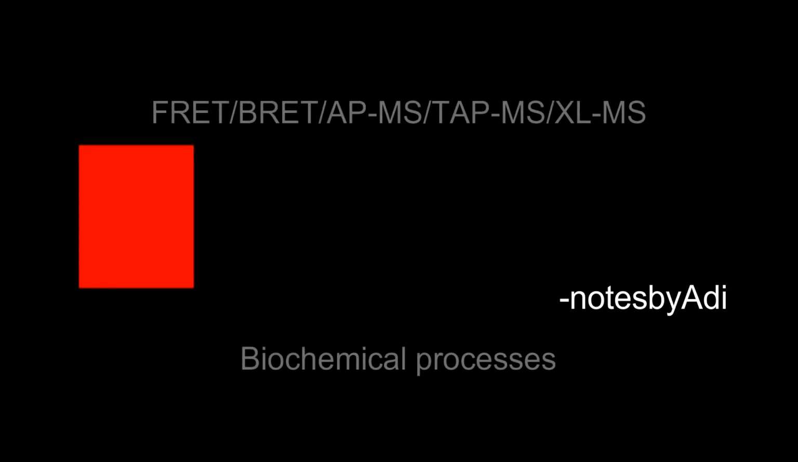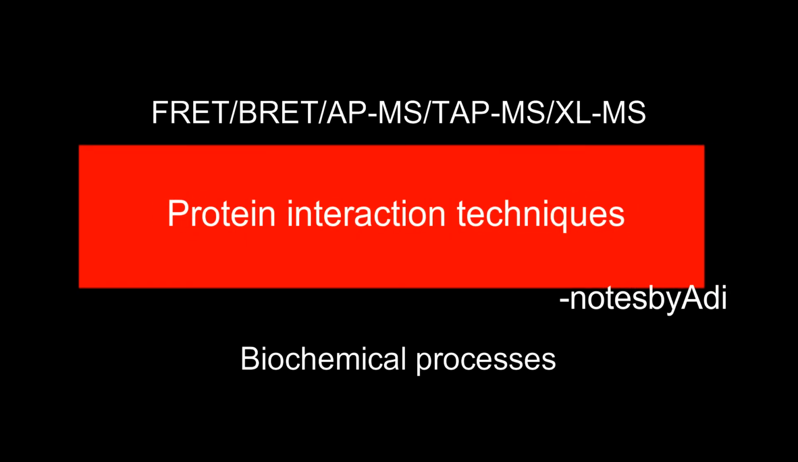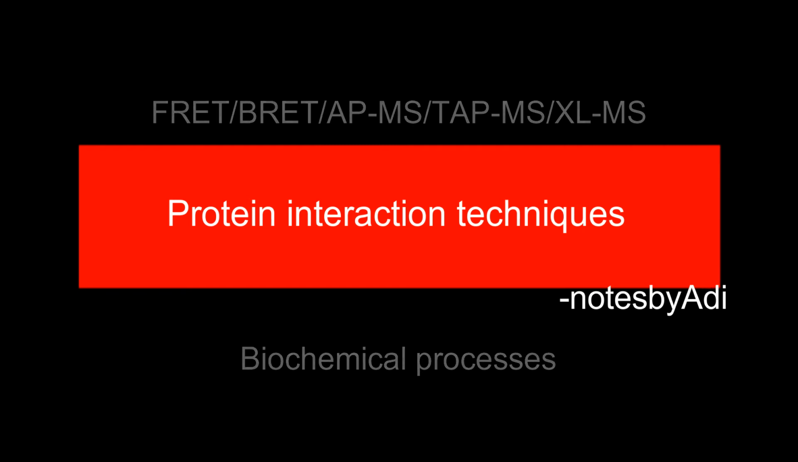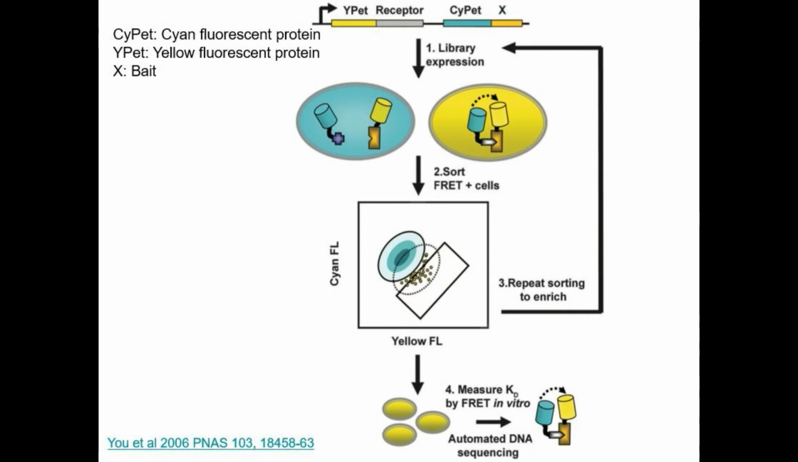FRET analysis works on the principle of overlapping emission spectra and absorption spectra of two different proteins, or these proteins are basically your fluorophores. So they are particular chemical compounds that have the ability to do this, like absorbing some sort of spectra and also emitting certain wavelengths. So here you create two fluorophores in a way that one is a bait and the second one is a prey.